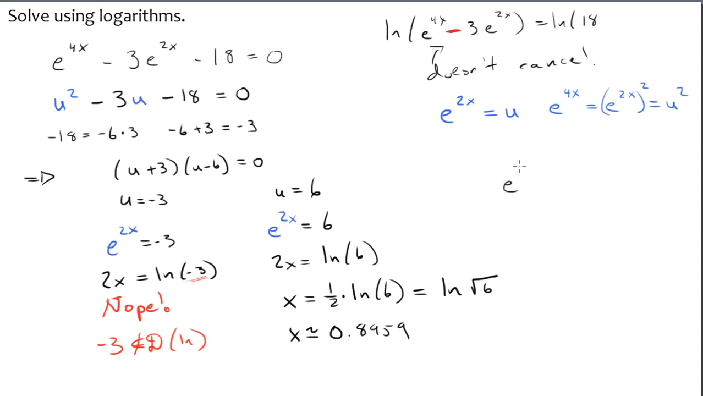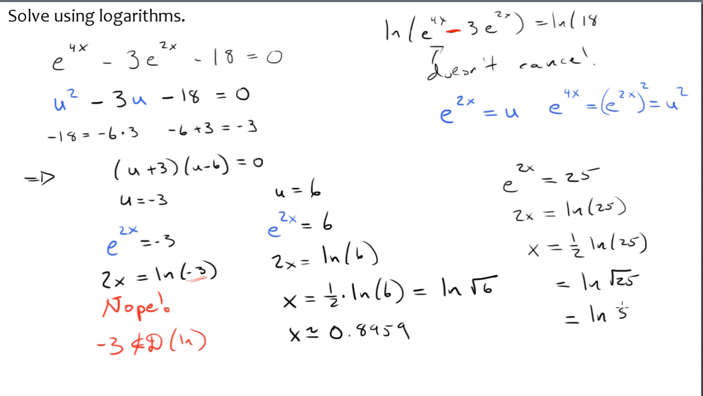If we had a number that we knew the square root of, that would be beneficial. Like if I had e to the 2x is equal to 25, I would say 2x is equal to the natural log of 25. So I would say x is equal to 1/2 the natural log of 25, which is the natural log of the square root of 25, which is the natural log of 5.